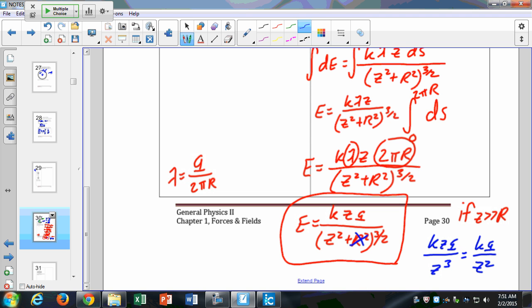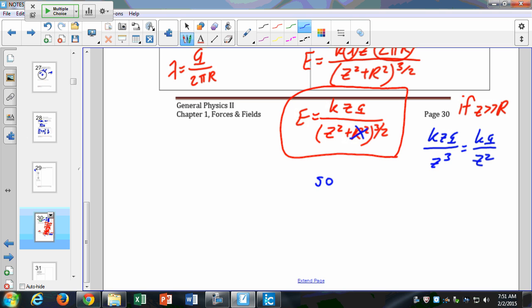And this is the expression of what? Electric field for what? Not a cylinder, no. A point charge, yeah. So if you're really far away from this ring of charge, it looks like a point charge. That should make sort of sense, right? I mean, if something's really far away, it just looks like a point. If you're closer to it, your electric field looks like this. But when you're really far away, it goes down to a point charge. So if really far away, the ring looks like a point charge.